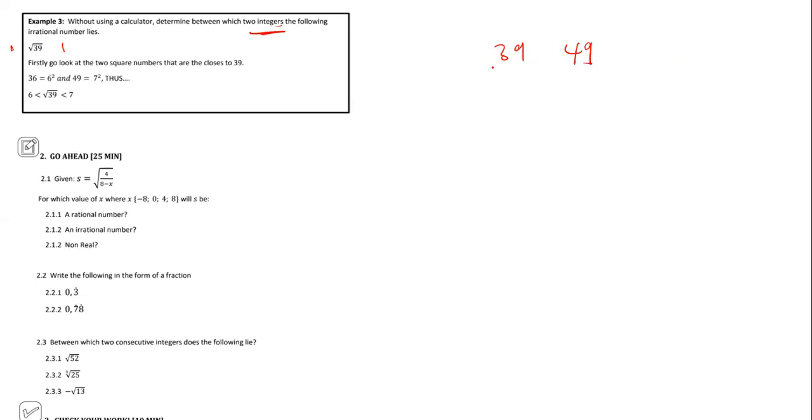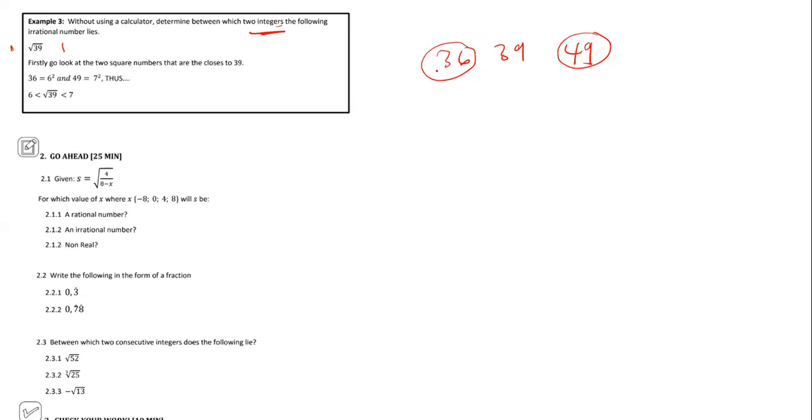Now, before 39, we have numbers such as 38, 37, 36, and so forth. So again, we are looking for a perfect square. 38 is not a perfect square. 37 is not a perfect square. 36 is a perfect square. You understand what I'm saying? So that means these are the two numbers that form perfect squares, right?